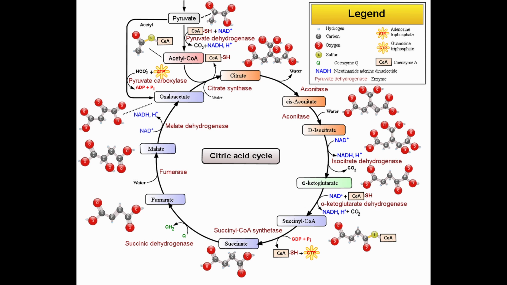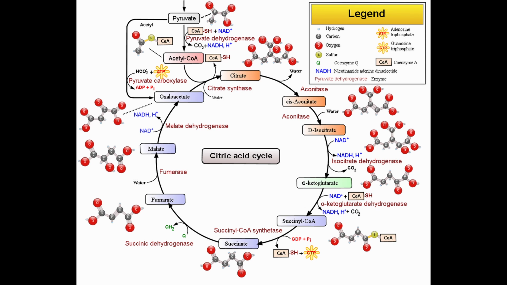This controls the rate of the cycle through allosteric activation by ADP and inhibition by ATP and NADH. And then you have alpha ketoglutarate dehydrogenase. So if you recall, isocitrate dehydrogenase is involved in the first oxidative decarboxylation step of the cycle. Then you have alpha ketoglutarate dehydrogenase. This is another enzyme that's involved in the second oxidative decarboxylation step, and it is inhibited by its products, NADH and succinyl-CoA, and activated by calcium ions in muscle cells.